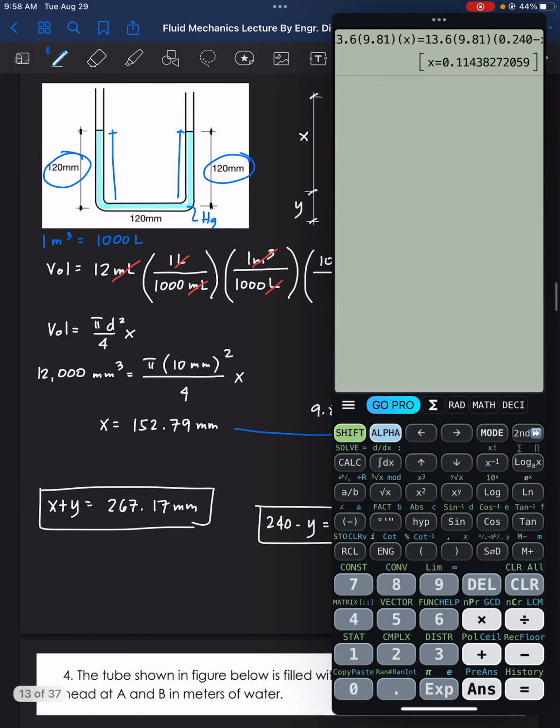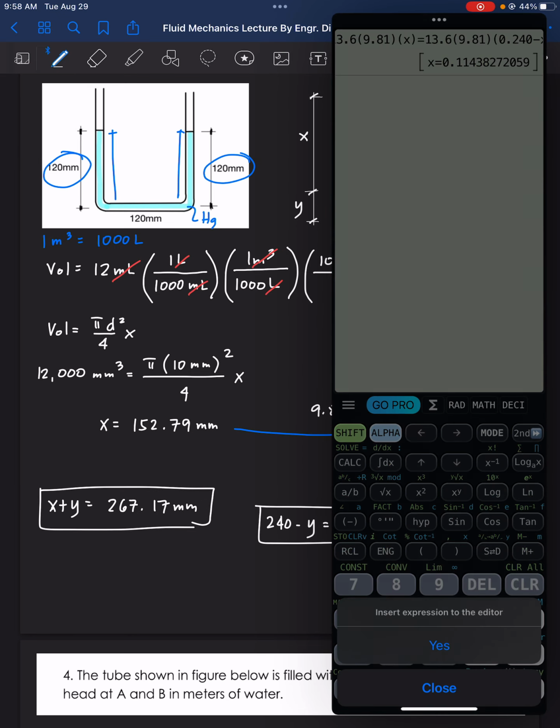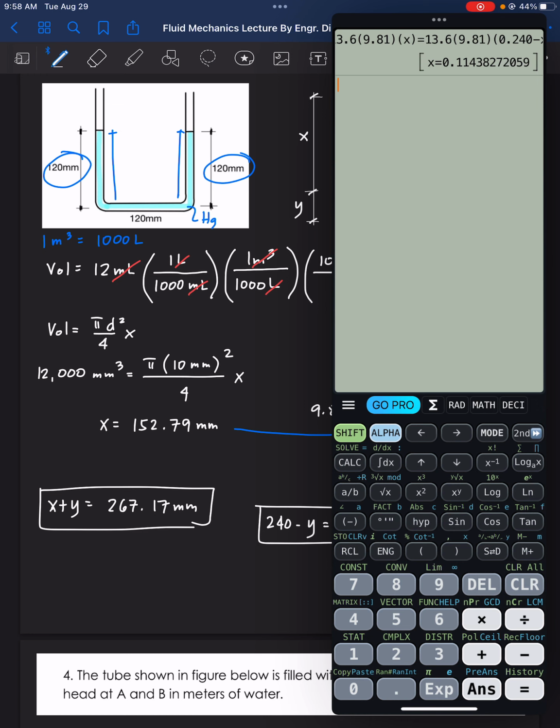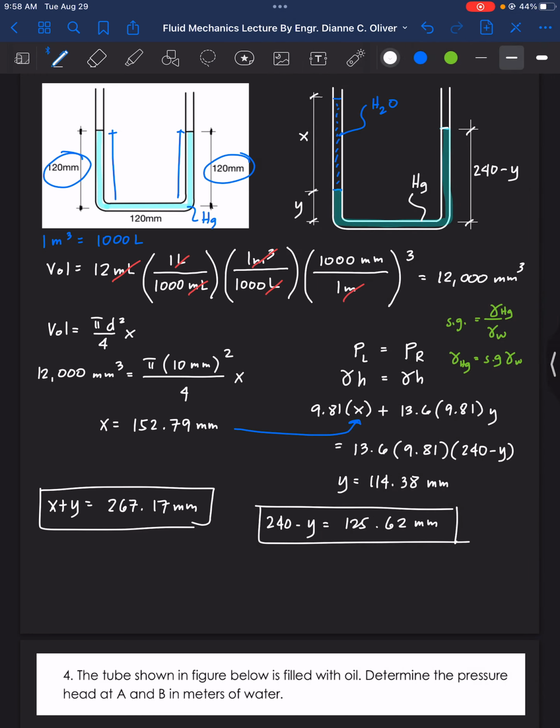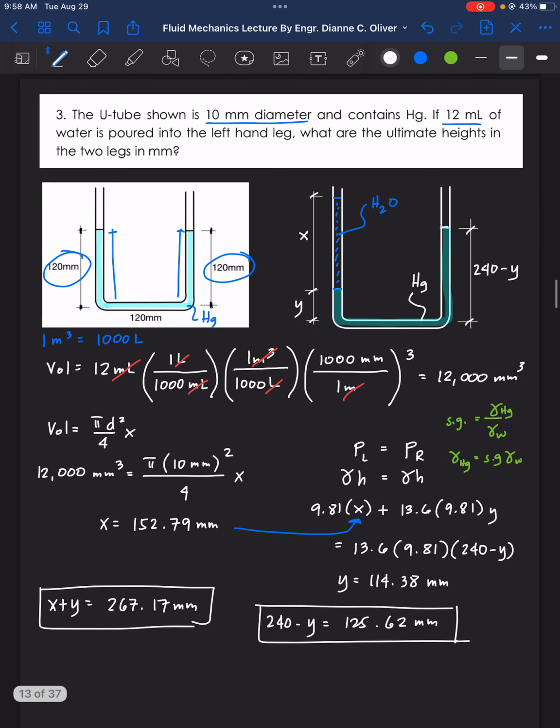So, wait, how about if... anyway, you can check that in your calculator. So that's example number 3. Now let's go to the final example.